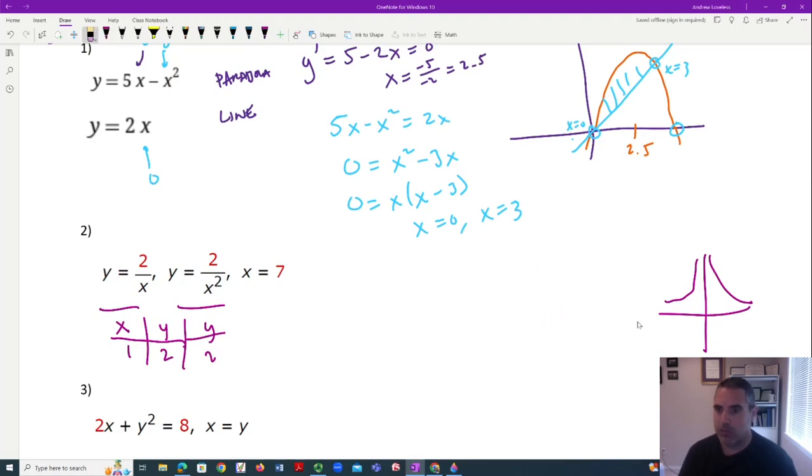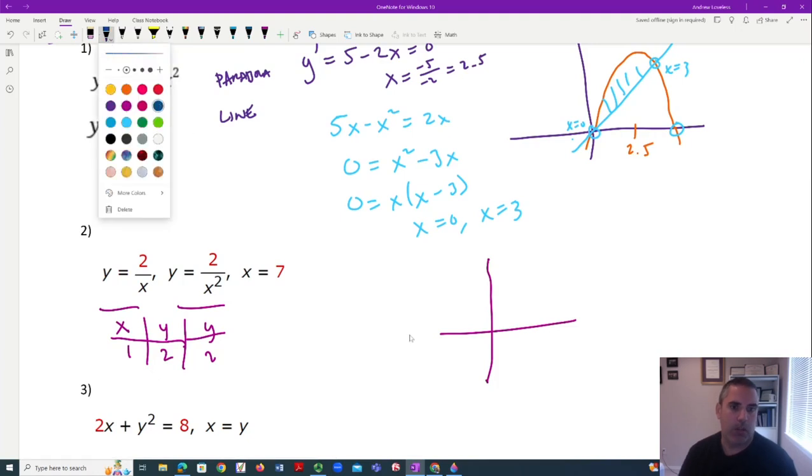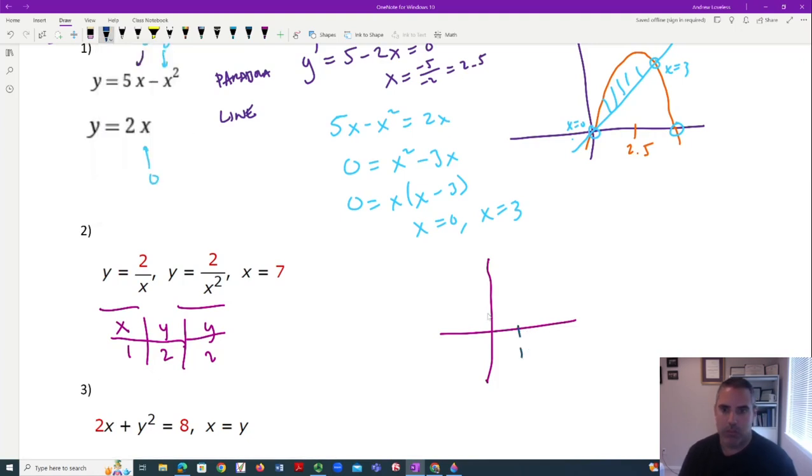I have a general picture in my head, and I have a starting place, a point. When we're at 1, it should be about 2 right there. And now I know it's going to swoop down. It wouldn't hurt to plug in 7 because the question mentioned 7. So this is going to be 2 over 7, and this is going to be 2 over 49. 2 over 49 is smaller, and so it's below. So I'm going to go out here to 7, wherever that is.